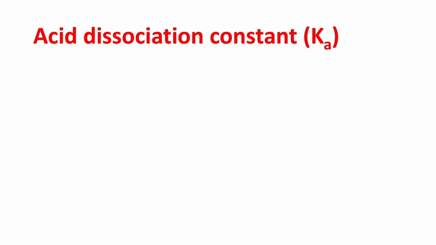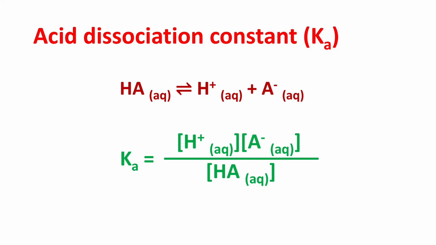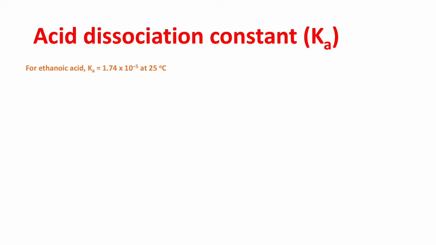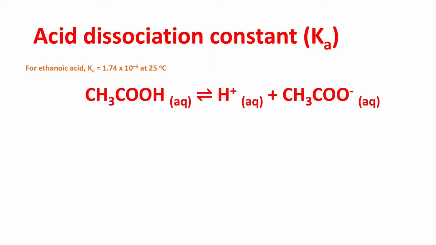Here, we introduce a new term called acid dissociation constant, Ka. Use this acid as an example. The acid HA will undergo ionization to form hydrogen ion and an anion. The value of Ka is defined as the product ions' molarity over reactant's molarity. For ethanoic acid as an example, the value of Ka at 25 degrees Celsius is 1.74 times 10 to the power minus 5. Here is the equation for its ionization.